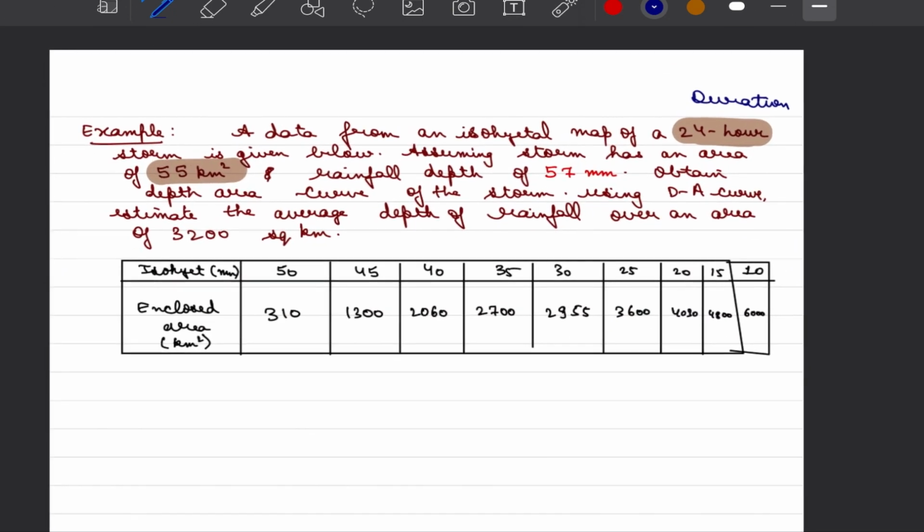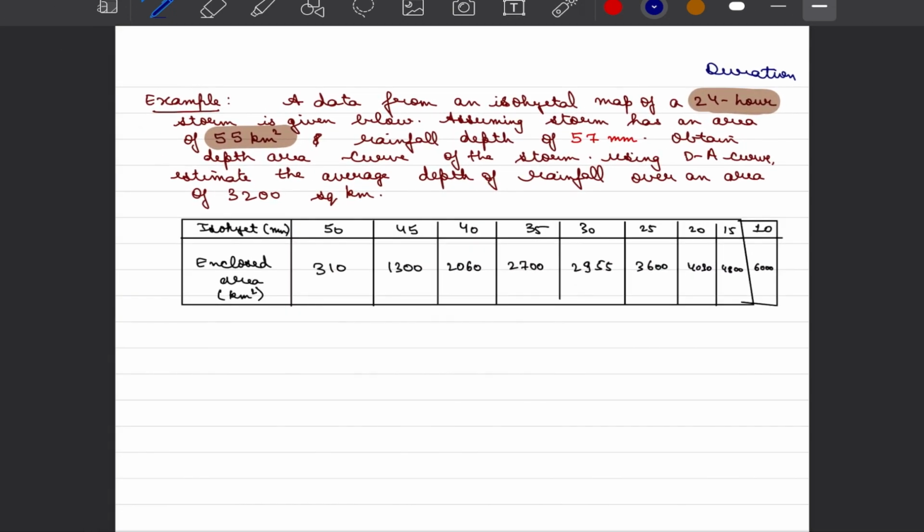Now we will try to understand these depth area curves with the help of an example. This is an example I have taken from a textbook, but I will try to solve it a little differently so that you get more intuition. The example states that data from an isohyetal map of a 24-hour storm is given below. Assuming the storm has an area of 55 square kilometer and rainfall depth of 57 mm, obtain the depth area curve of the storm, and using this DA curve, estimate the average depth of rainfall over an area of 3200 square kilometer.